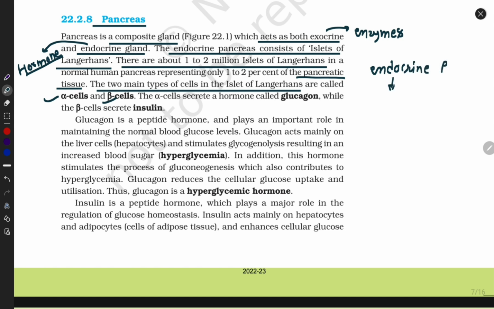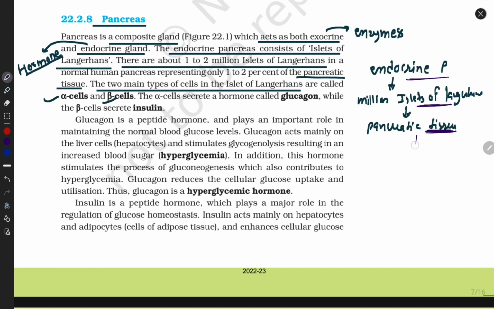pancreas is made up of millions of islets of Langerhans. And what is islets of Langerhans? They are made up of pancreatic tissues, and these tissues are made up of cells. We all know that cells make up tissue and tissues make up an organ. So this is the organ, this is the tissue, and this is made up of cells, alpha cells and beta cells. What will alpha cells do?